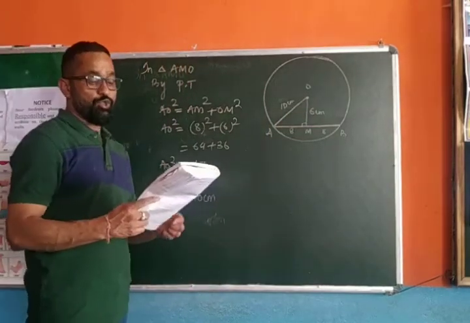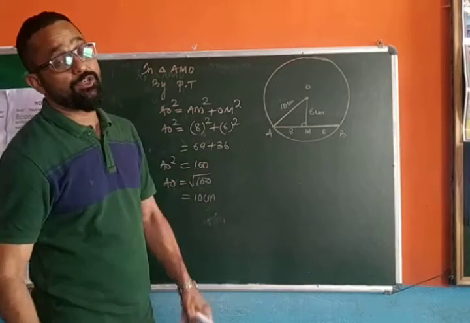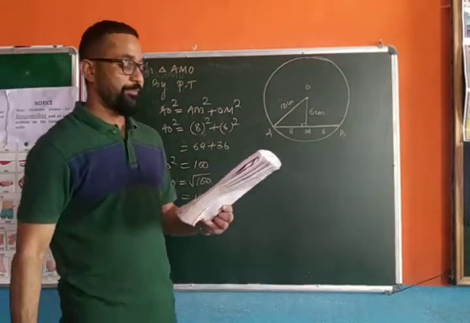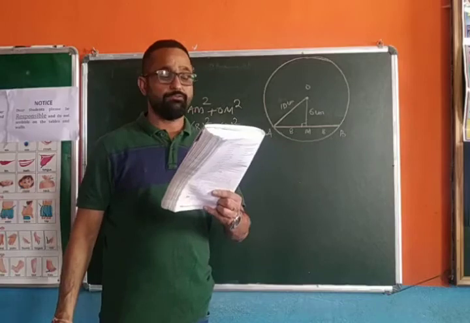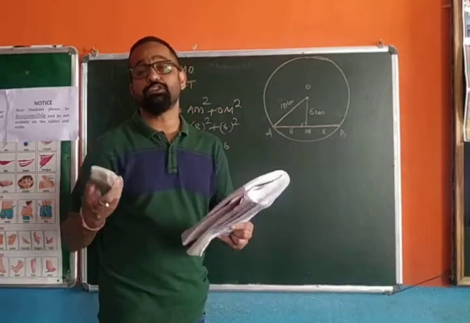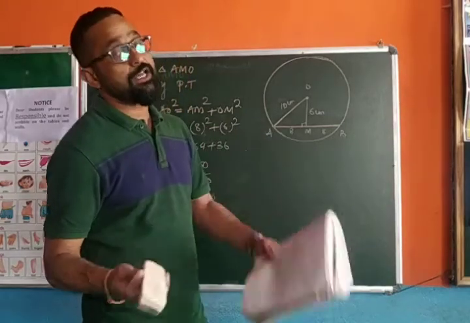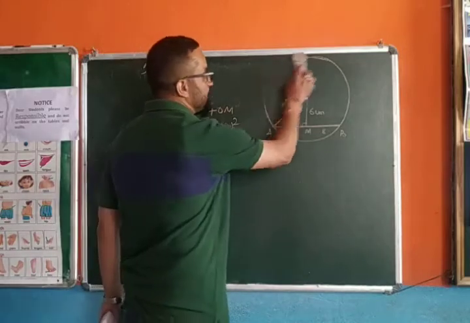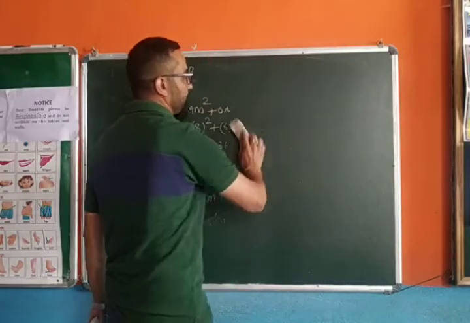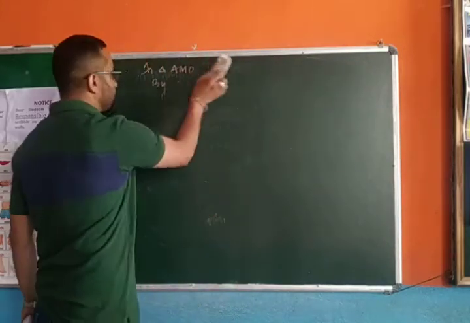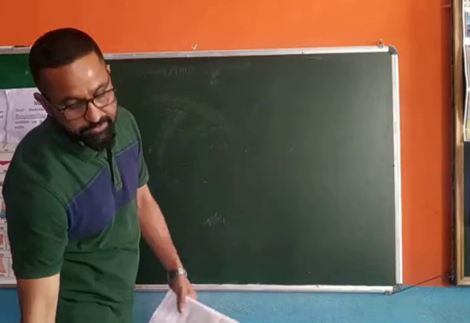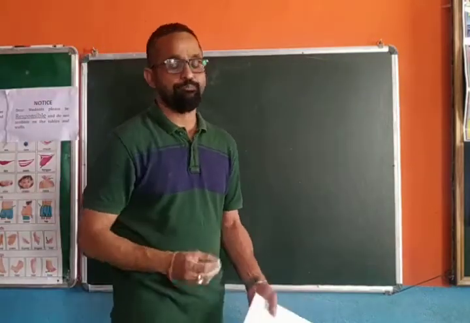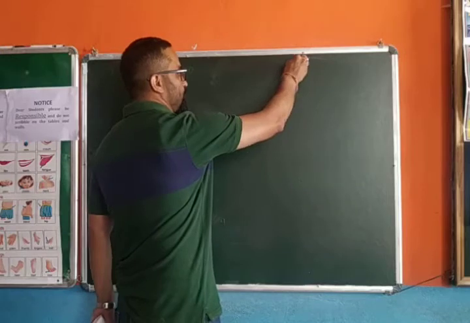Second part of the question says: find the length of the chord of the same circle, which is at a distance of 8 centimeter from the center. So when we do the calculation for the second part, read the diagram. Draw a diagram.